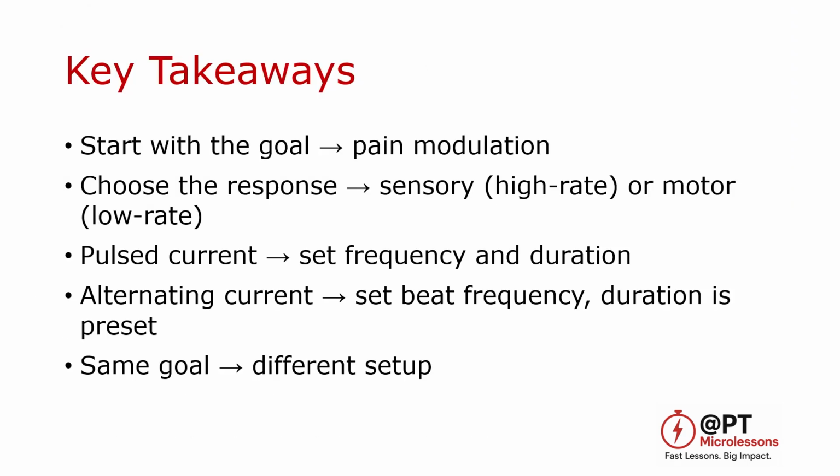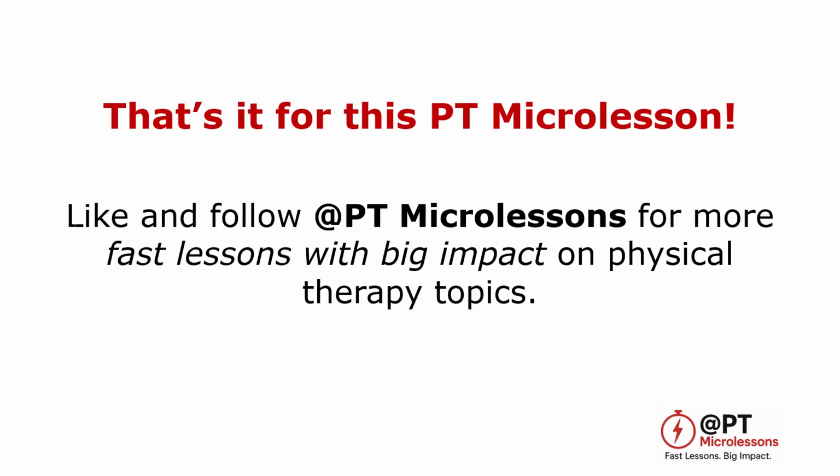To summarize, we always start with the treatment goal, which in this case is pain modulation. Next, we choose the type of response we want, either high rate TENS for sensory or low rate TENS for motor. High rate and low rate describe the type of response, not the specific current being used. Then, we select the current, either pulsed or alternating. With pulse current, we can directly set both the frequency and the duration. With alternating current, we set the beat frequency, while the time or duration is determined by the carrier frequency. So the key idea is that the goal remains the same, but the setup differs depending on the type of current. That's it for this PT Microlesson.